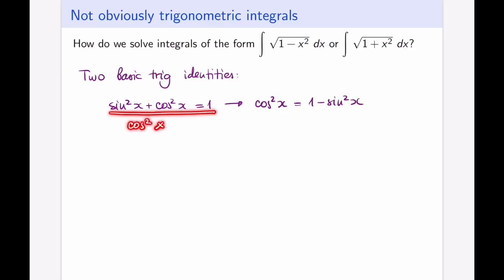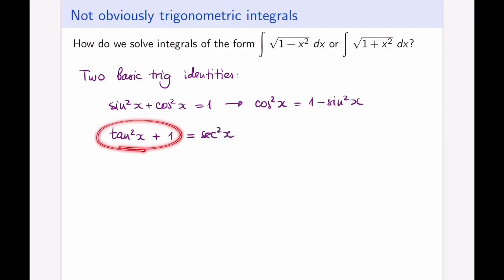What am I going to obtain? Sine squared x over cosine squared x is tangent squared x. Cosine squared over cosine squared is simply 1, and 1 over cosine squared is secant squared. So this is how we get to our second basic trigonometric identity, the fact that tangent squared x plus 1 is equal to secant squared x.